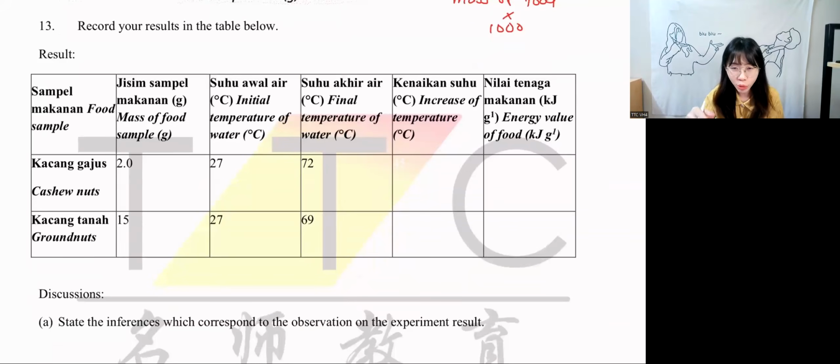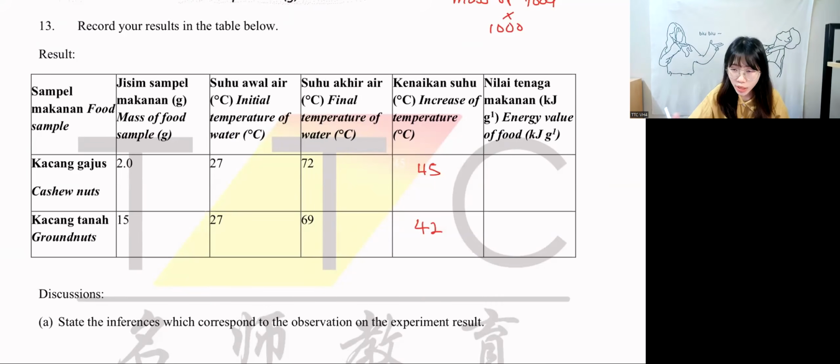Now we have to do some easy calculation. First, we're going to find the increase in temperature. For the casuarina nut, we use final minus initial. What is your answer? 72 minus 27. If it's unguided, the formula needs to be put in the procedure. Yes, you have to put the formula in the procedure. 45, very good. Next, 69 minus 23. What is your answer? It is 42.